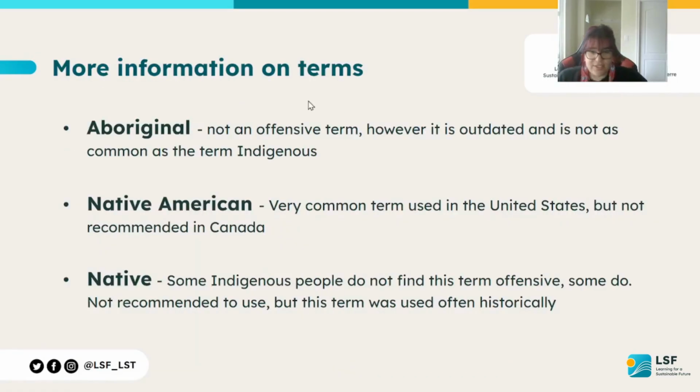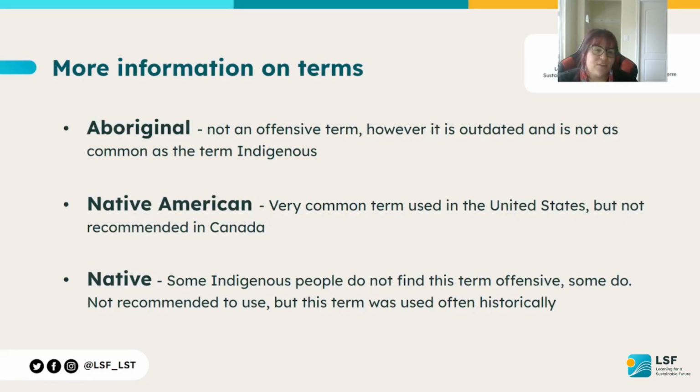So I'd like to talk more about these umbrella terms that I mentioned. And so Aboriginal, that's not considered an offensive term. It is a bit outdated and you won't find it as often as you find the word Indigenous. If you're looking at resources and you see that word coming up, that's just a word that was used very commonly before Indigenous took its place. And it's not offensive, like I said, just outdated. Then we have the term Native American, and this is very commonly used in the United States, just like tribe and Native American. They're very American words to use, but we don't really use them in Canada.